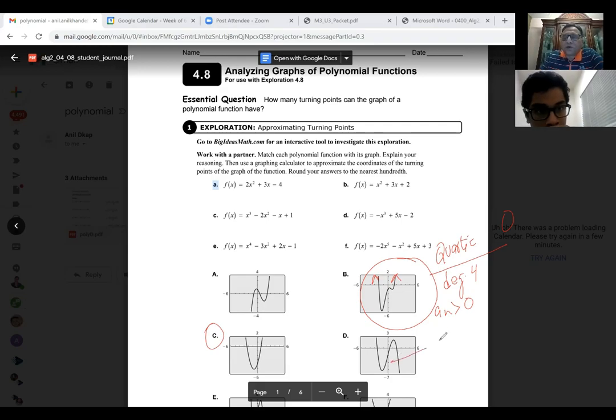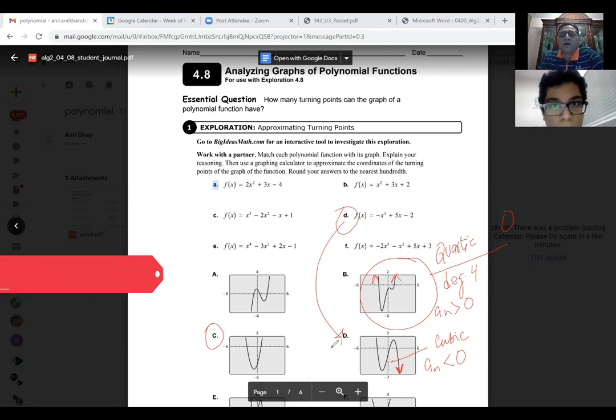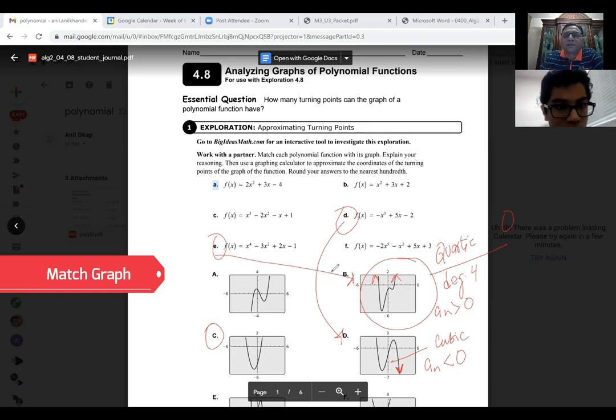Now this corresponds to a cubic function, right? Now the right side is down. If the right side is down, that means the leading coefficient is negative, less than 0. Does it make sense to you? So D will correspond to this D, right? And this is degree 4, so E will correspond to B. Does it make sense?